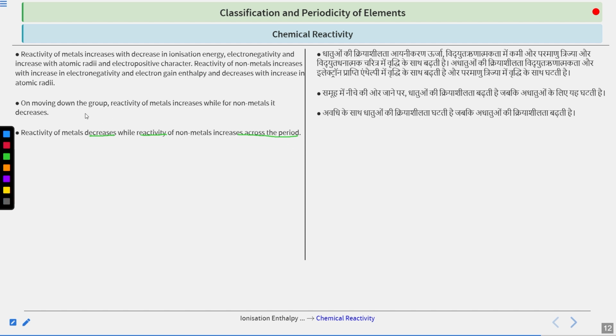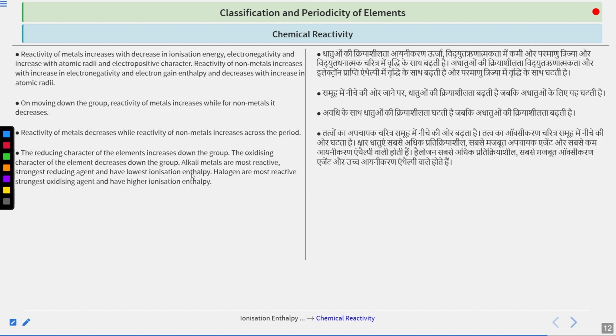Okay, so this was about period. Sorry for that, I had just talked about period. If you talk about the group, say we are moving from up to down, then the metal reactivity increases because of the ease of removing the electron, while for non-metal it decreases as you move from up to down. But across the period, the reactivity of metal decreases while the reactivity of non-metal increases.